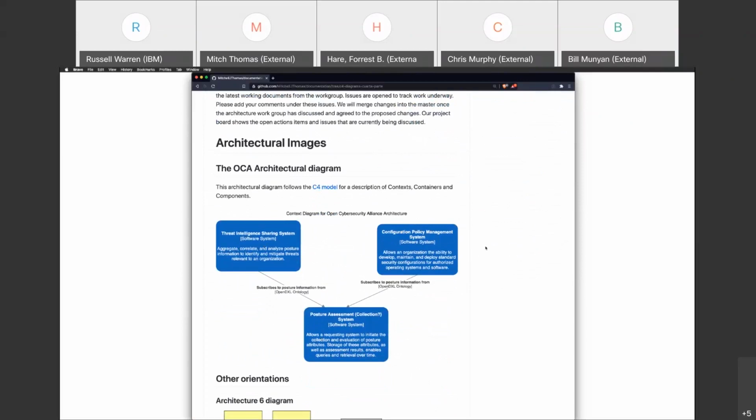The point of this standardization is much like when you're looking at a map of the world. You know to look for north, south, east, west.